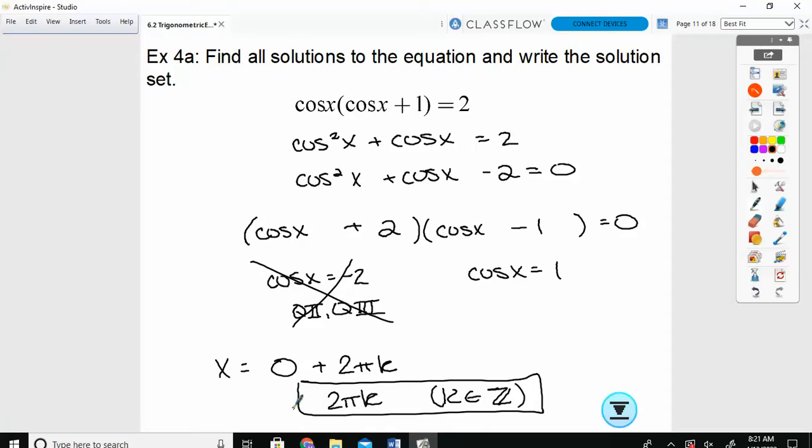So when I say all solutions, if you're in degrees, you add 360k. If you're in radians, you add 2 pi k. We're going to do maybe 2 more.